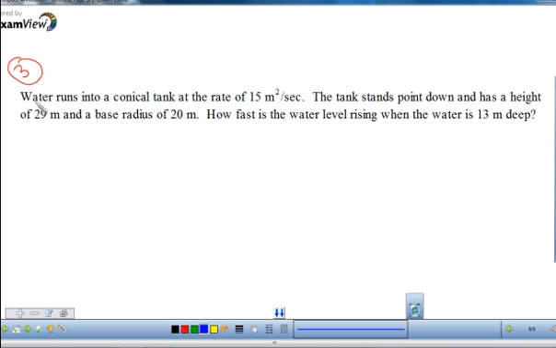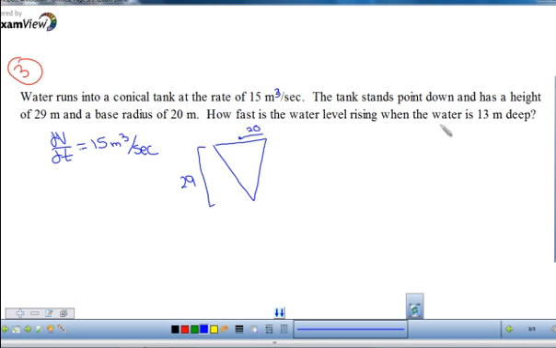Number 3 says water runs into a cylindrical tank at a rate of, and it should be cubic, 15 meters cubed per second. So the dV/dt should be 15 cubic meters per second. The tank stands point down. Okay, so here's my tank, and it has a height of 29 with a radius of 20. How fast is the water level rising when the water is 16 meters deep?